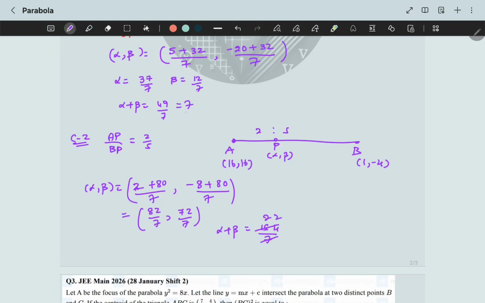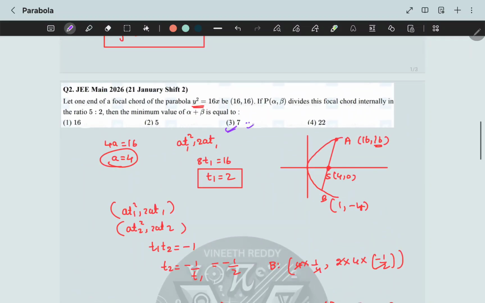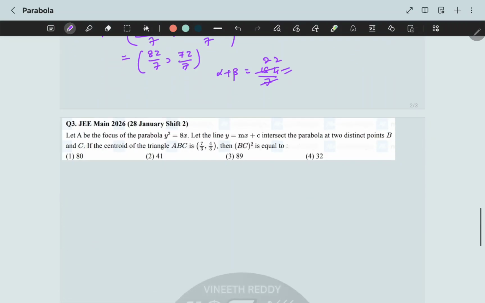So that means alpha plus beta is either 7 or 22. The minimum value should be 7. Yes, that's it. So 7 is the answer. That's it. Let us go to the next question.